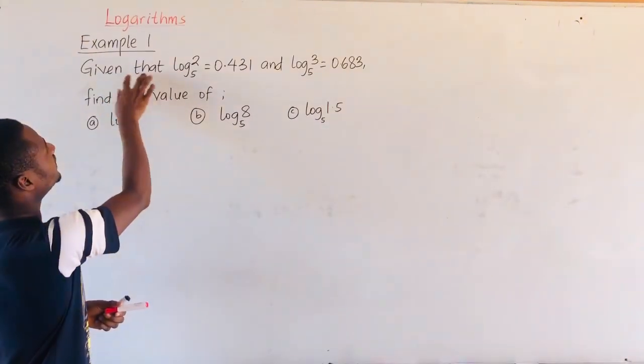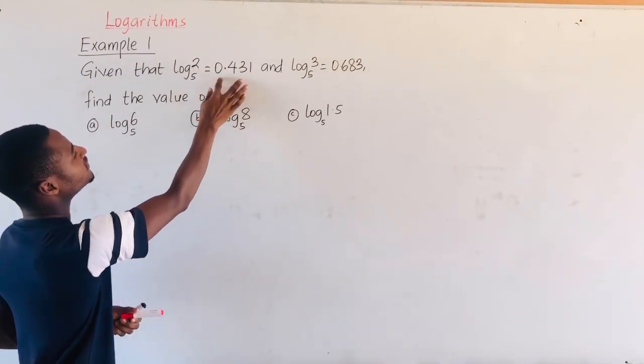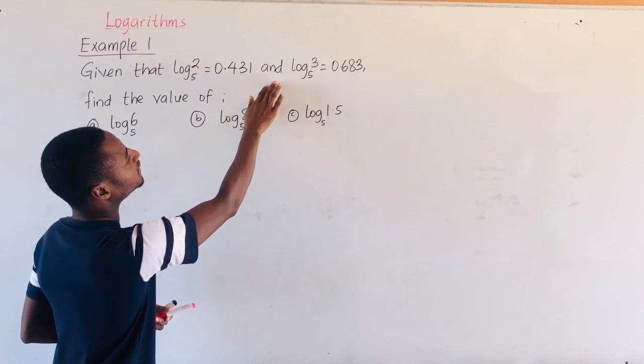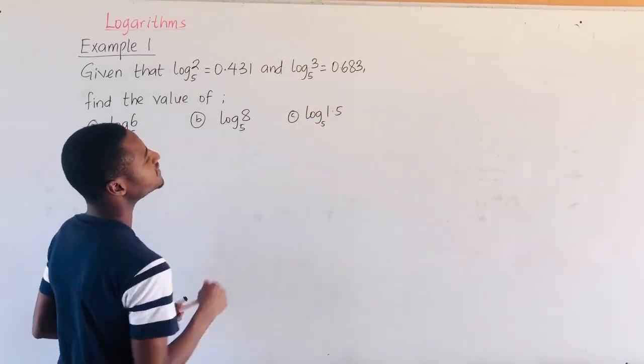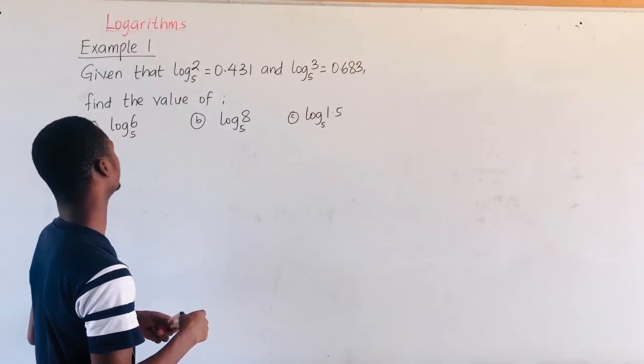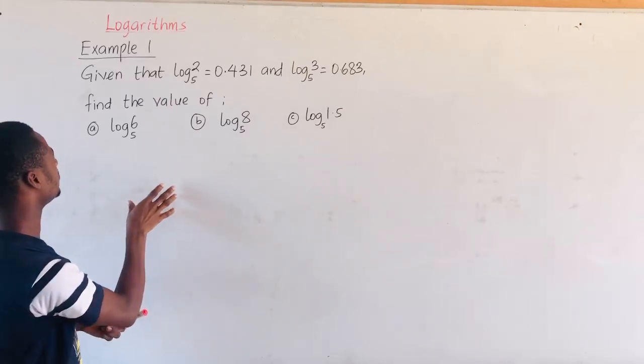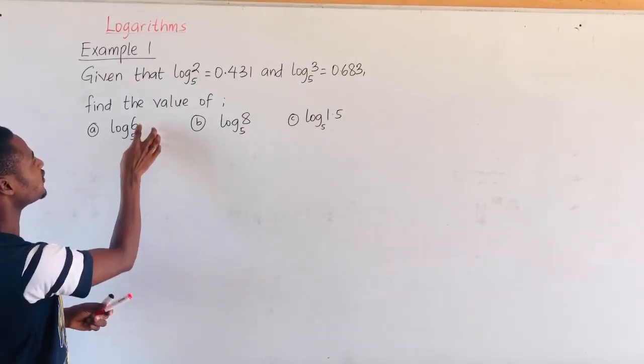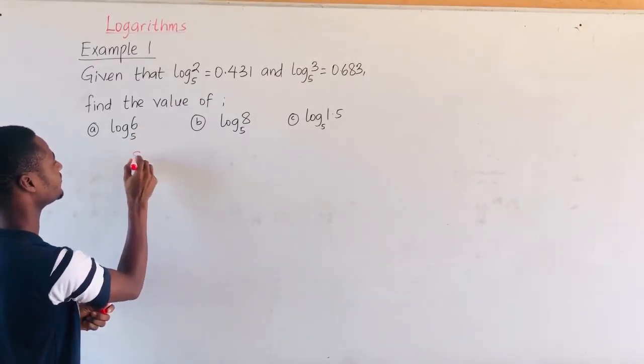Let's discuss further examples on logarithms. Given that log 2 to the base 5 is equal to 0.431 and log 3 to the base 5 is 0.683, let's find the value of our first one, which is log 6 to the base 5.